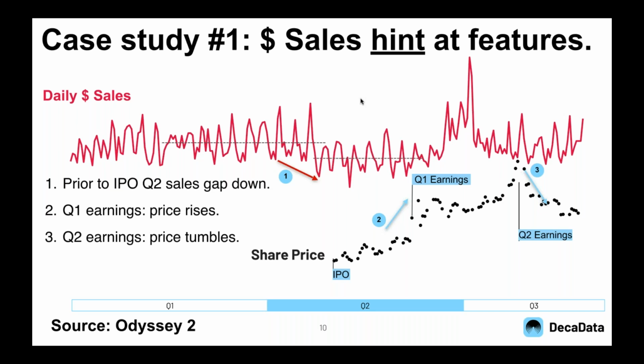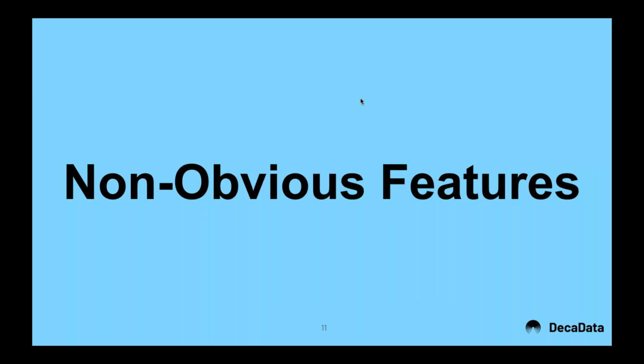And so one might look to daily sales, or rolling sales and total dollar sales, to see if this is an obvious feature that is going to be indicative of future share price movements. As you can see, there seems to be not a great deal of correlation between the two, even by eye. So sometimes sales and market share being an obvious feature isn't necessarily going to tell you the story. So we're going to move on to some non-obvious features.